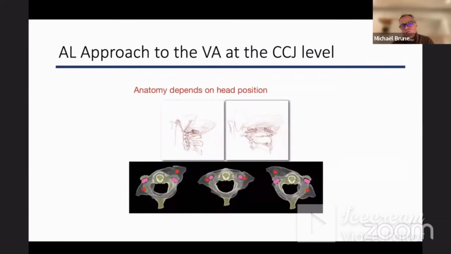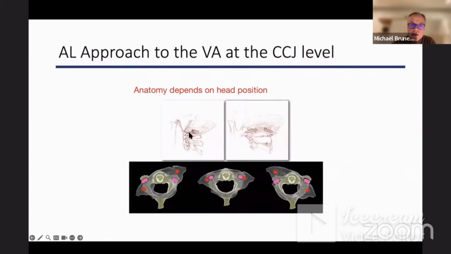Importantly, you have to understand, and it is quite unique, that the anatomical relations of the vertebral artery are changing at the level of the craniocervical junction depending on the position of the head. Because C1 is moving laterally and anteriorly, if here in this situation the head is moved towards the right side, the left transverse foramen will move anteriorly.